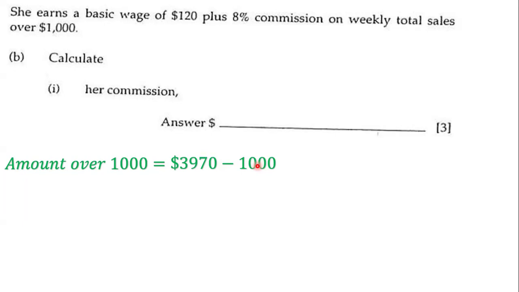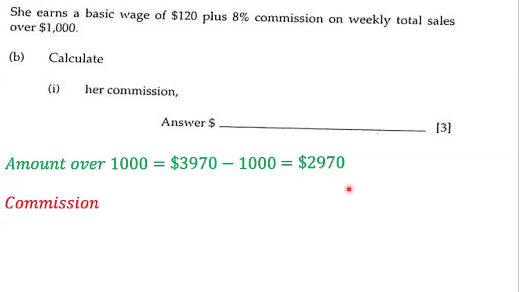And so we know from our previous question that our total sales was 3,970. We are not going to apply that 8% on the 3,970. No, no, no. We have to apply this 8% on the amount of total sales that is over 1,000. And so that's why we have to subtract 1,000. So that means that the amount that she has that is over 1,000 is 2,970. And this is good. Now that we have the amount that is over 1,000, we can apply the 8%. And so we apply the 8% on the 2,970.